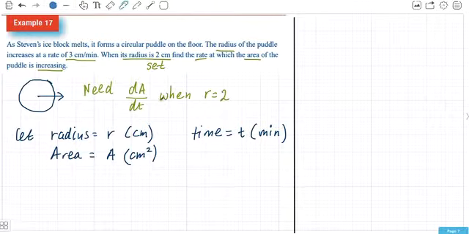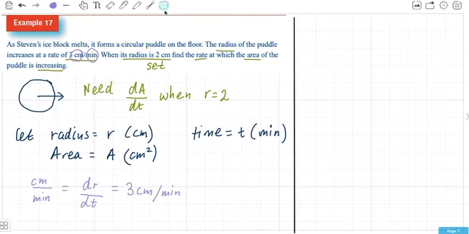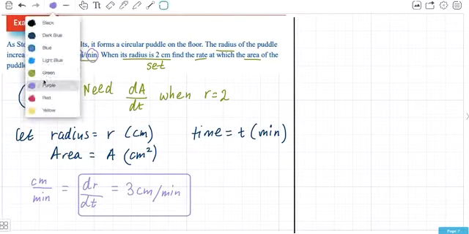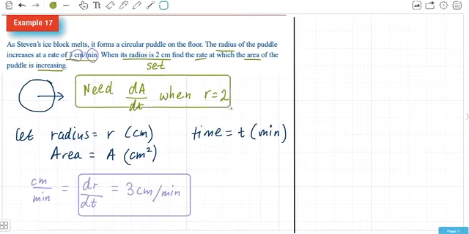Now I know what I need to get is dA/dt. I can see in the question that I have been given centimetres per minute. Centimetres per minute implies that this is a rate of change of the radius with respect to time, because it's in minutes, and I know that that is equal to 3 centimetres per minute. So I know dr/dt, so I'll just put a box around that, and I know what I need, which is in the green up here.